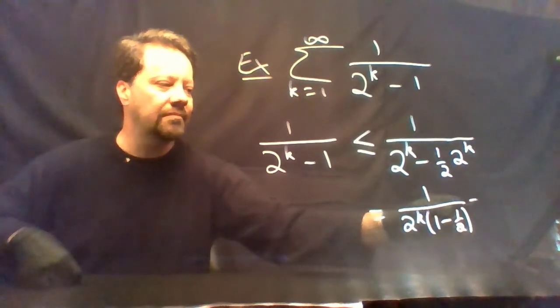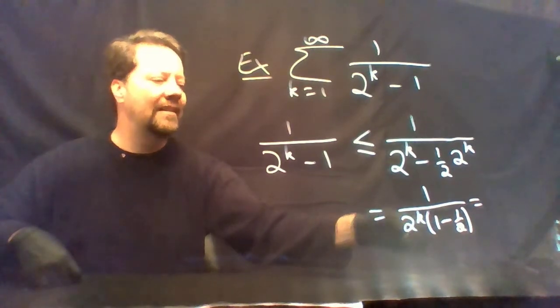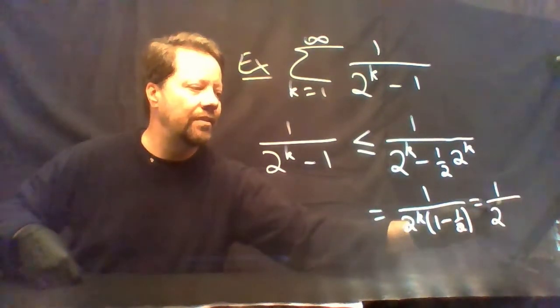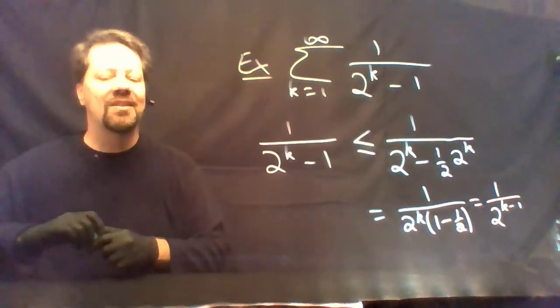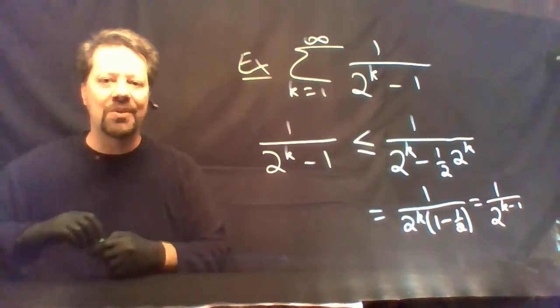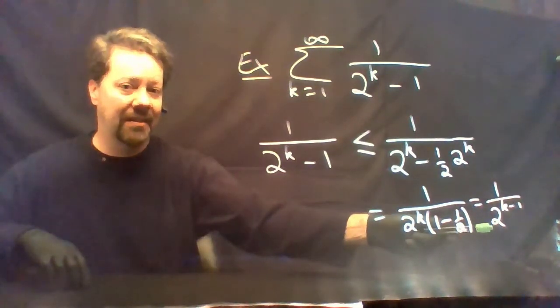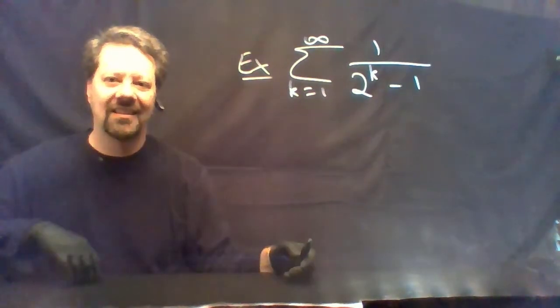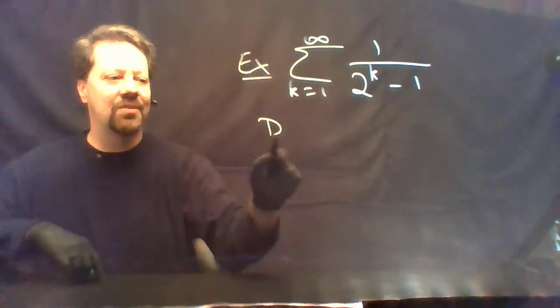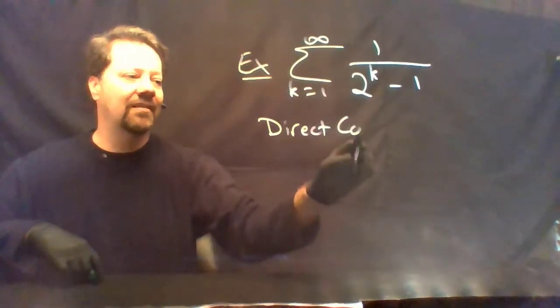This 1 minus 1/2 is 1/2. And so we'll have 1 over 2 to the power k minus 1. So we will in fact be able to use the direct comparison test to a geometric series of the form 1 over 2 to the power k minus 1. Now that we know that the test will work, we'll declare what test we're using.